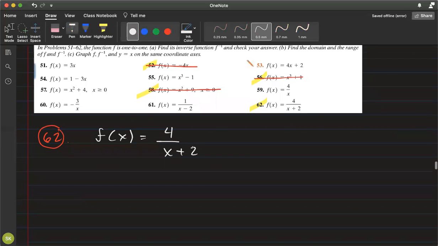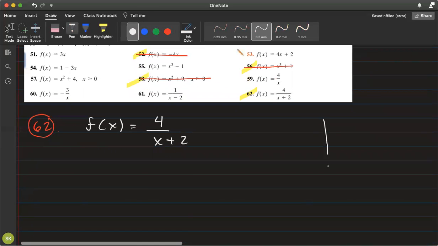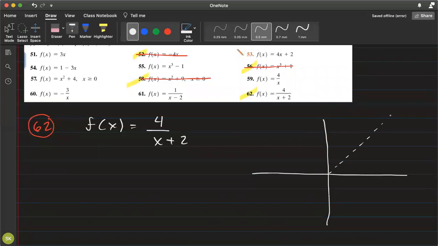Again, we want to find the inverse function. We want to find the domain and the range of both the function and its inverse, and then we want to graph both of the functions. So let's go ahead and get started here. Here's the line y is equal to x. And maybe we can go ahead and graph this.